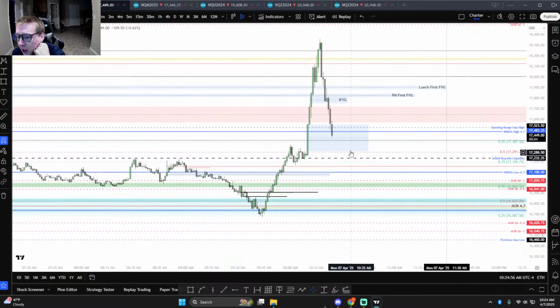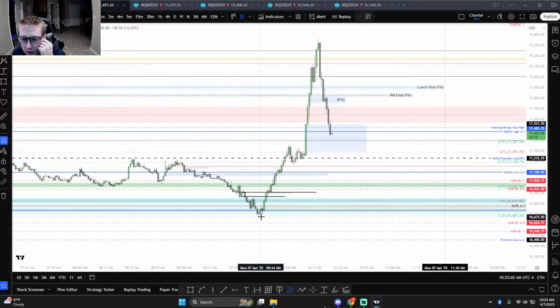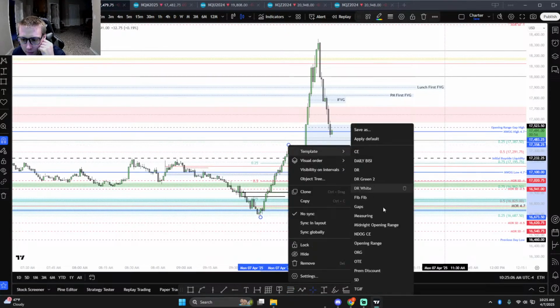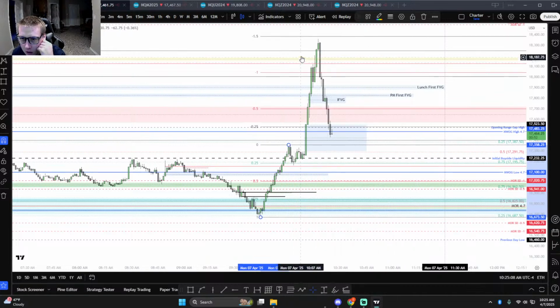If this fair value gap gets traded through, I'm definitely looking for opening range sell side. I do want to get the projections of opening range, from here to 10 a.m. The negative 1 standard deviation hit. That's a nice target. We fell just shy of negative 1.5.